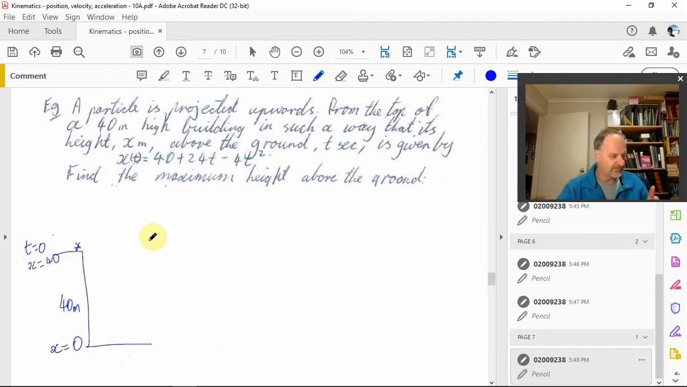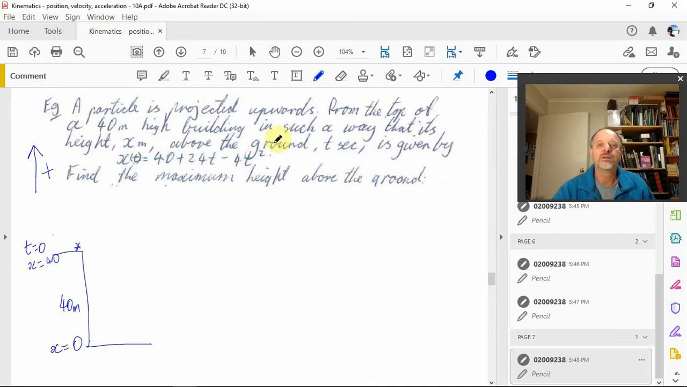Now, I haven't actually mentioned this, but I will now. For vertical stuff like this, I always choose that up is the positive direction. And so that then means if something's going down, it would be the negative direction. So for vertical motion, there are two directions. There's up and there's down. And I always choose up to be positive, and I don't deviate from that. That way I don't confuse myself from question to question.